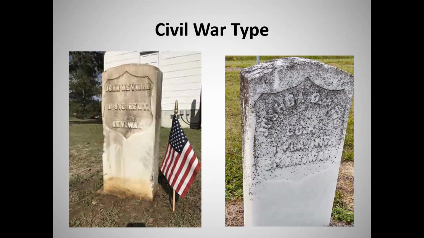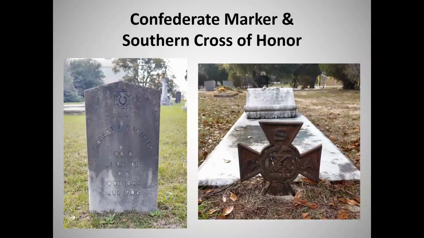So you can see here it has a rounded top. And this one, you can see that shield that is carved inwards, and then the words are coming out. And notice they will list the type of war, so the Spanish-American War and the Revolutionary War, but no dates for the individual. This is an example of a Confederate marker. So it is pointed at the top. Often they will have the Southern Cross of Honor, either an iron cross or the carved image of it on the stone.